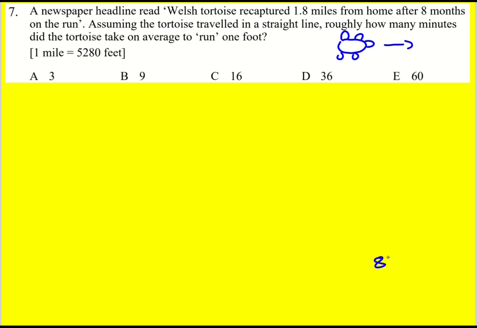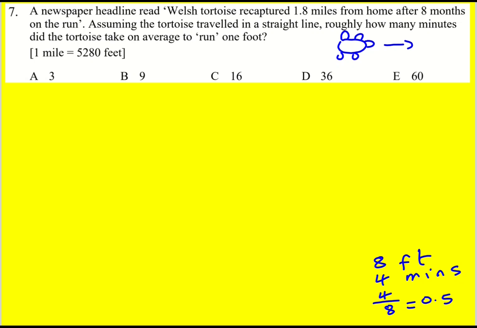Let's imagine that they ran 8 feet in 4 minutes. Then if I wanted to know how many minutes to run 1 foot, I would do 4 divided by 8, because the speed would be 8 divided by 4 feet per minute, but here we're doing minutes per foot. So it would be a half. It would be half a minute for every foot.